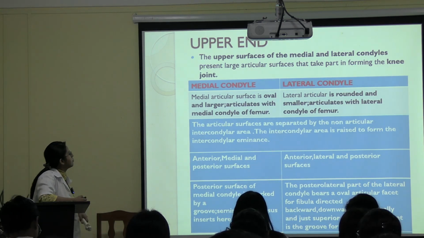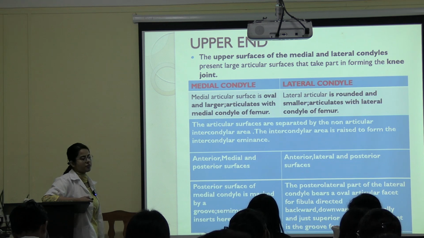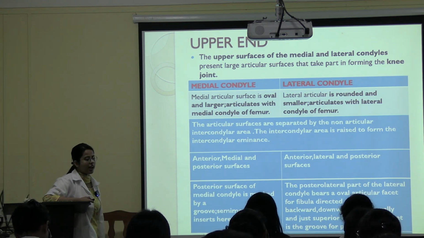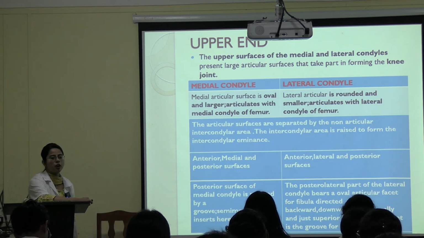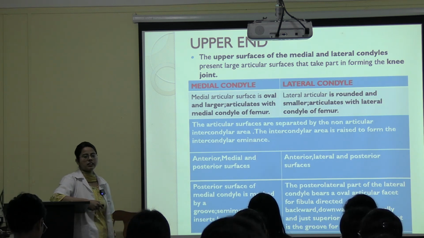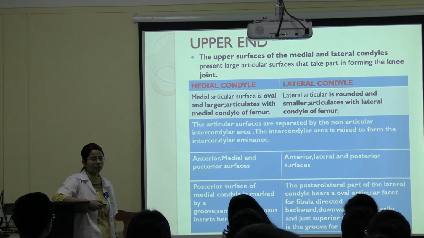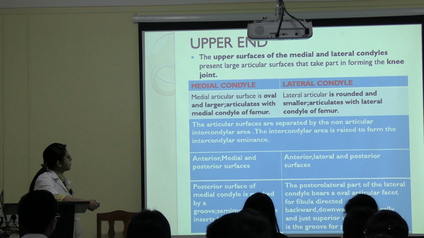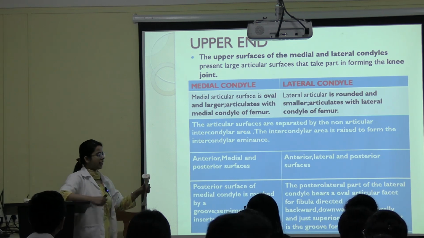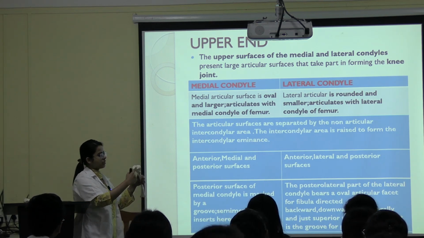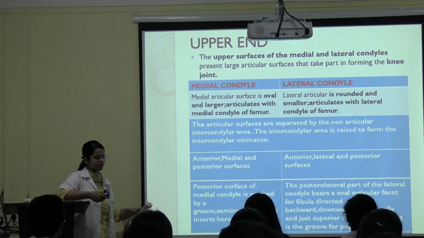So as I said, medial condyle articular surface is oval and larger, and it will articulate with the medial condyle of femur. Okay, and lateral condyle articular surface is round and smaller, and it will articulate with lateral condyle of femur. Clear? And in between them, as I said, there is intercondylar area, which is non-articular. This is intercondylar eminence, and these two are intercondylar tubercles.